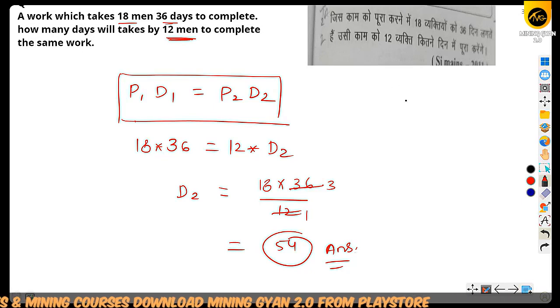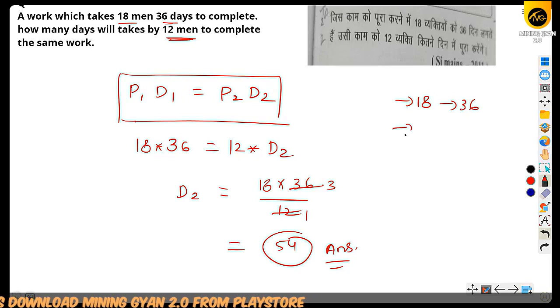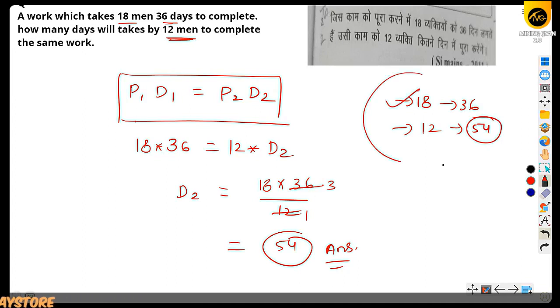क्लियर है? किसी भी काम को 18 लोग जो है 36 डेज में कंप्लीट करते हैं, तो उसी काम को 12 जो लोग हैं वो कितने दिन में कंप्लीट करेंगे? तो उसको 54 डेज में कंप्लीट करने वाले हैं. ठीक है, क्योंकि हमने नंबर ऑफ पर्सन को डिक्रीज कर दिया, सो नंबर ऑफ डेज विल बी इंक्रीज.